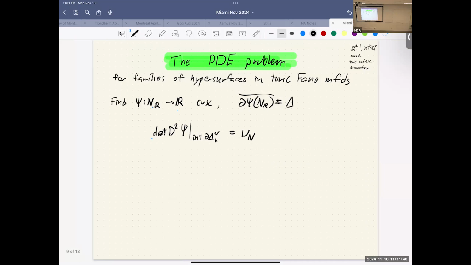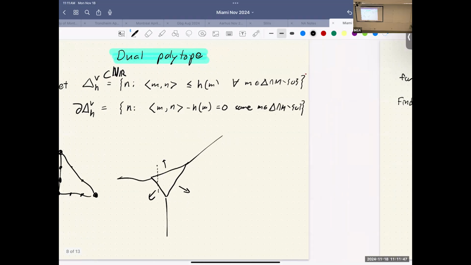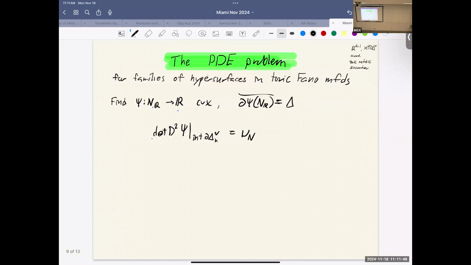Then once we have this, there is a PDE problem which turns out to be central. It relates to the fact that we want to produce these local special Lagrangian torus fibrations, and we want to produce them in such a way that we can actually glue them together. And this corresponds to a partial differential equation on the boundary of this polytope.